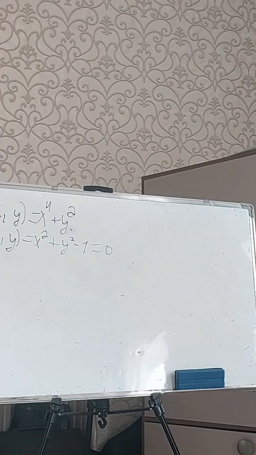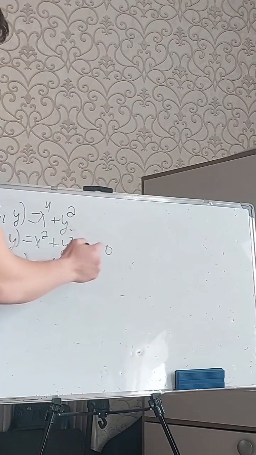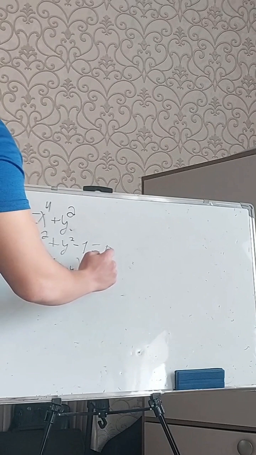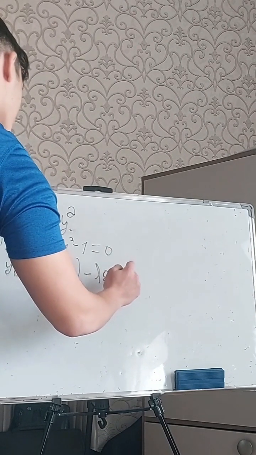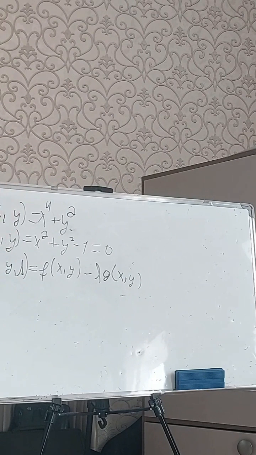So we introduce a new variable lambda, which is the Lagrange multiplier, and consider the Lagrange function. L(x, y, lambda) equals f(x, y) minus lambda g(x, y). This function incorporates both the original function and the constraint.